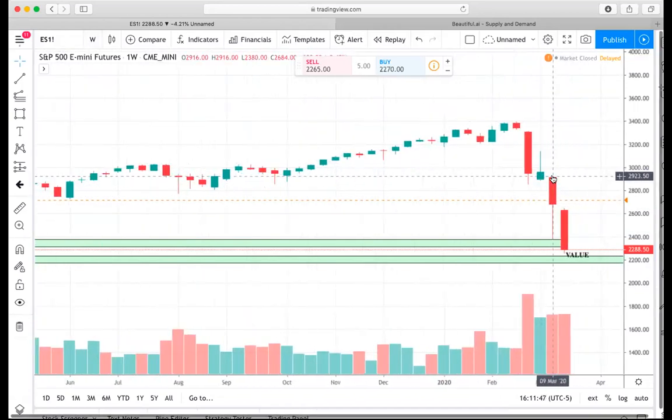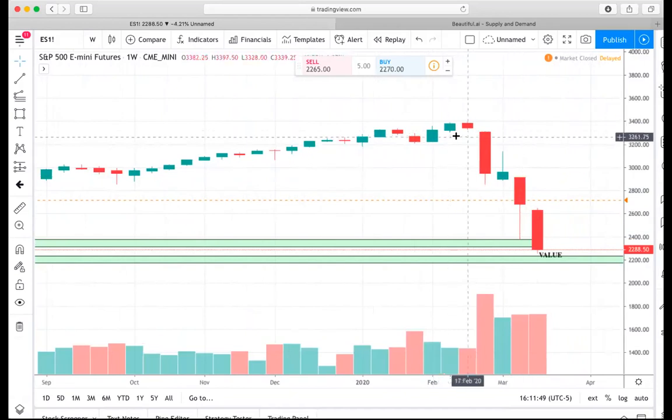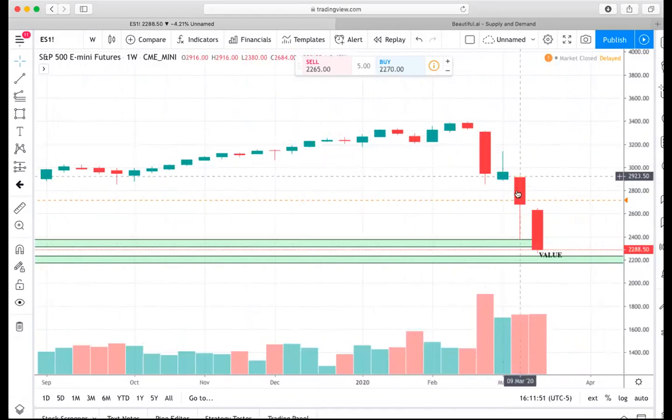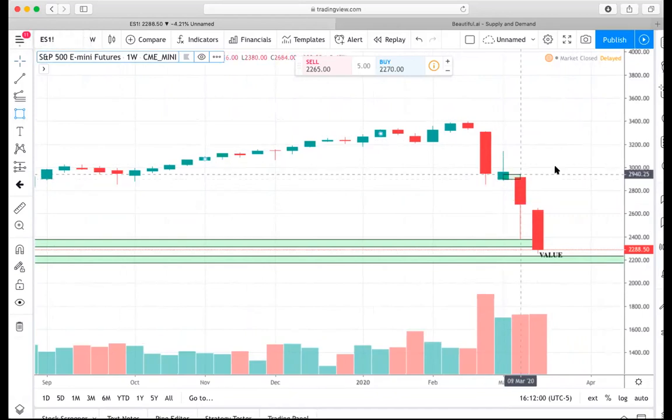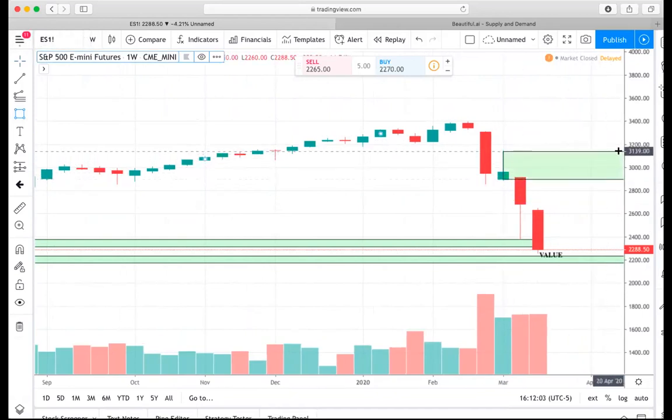So I guess one thing that you could say here is, you get your rally-base-rallies over here, drop, base, drop. So when I'm looking at the charts for what's going to happen on a weekly time frame, next time we get to this level, 28.98, it's a sell.